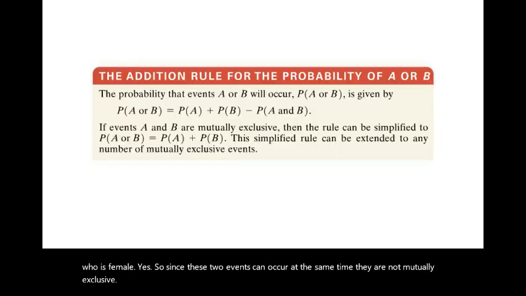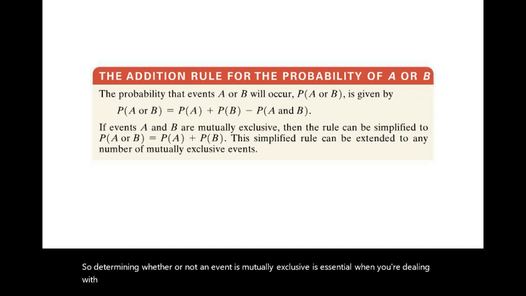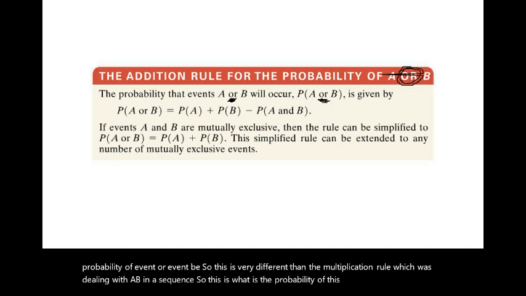Determining whether or not events are mutually exclusive is essential when you're dealing with probabilities of one event or another. The addition rule is going to apply to the probability of event A or event B. This is very different than the multiplication rule, which was dealing with A and B in a sequence. This is, what is the probability of this event or this event occurring?